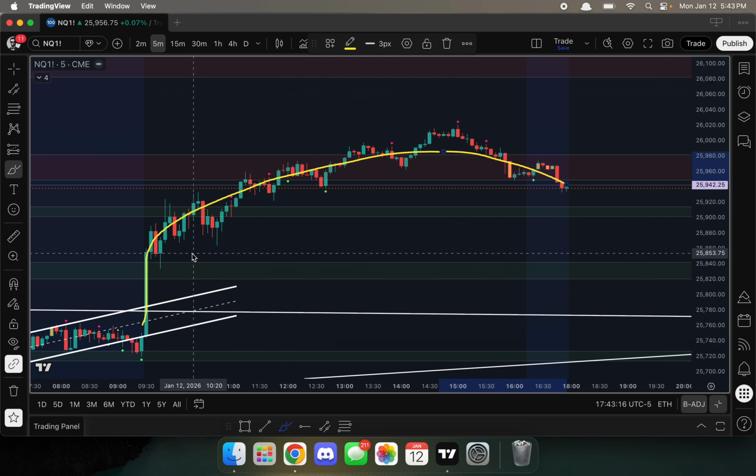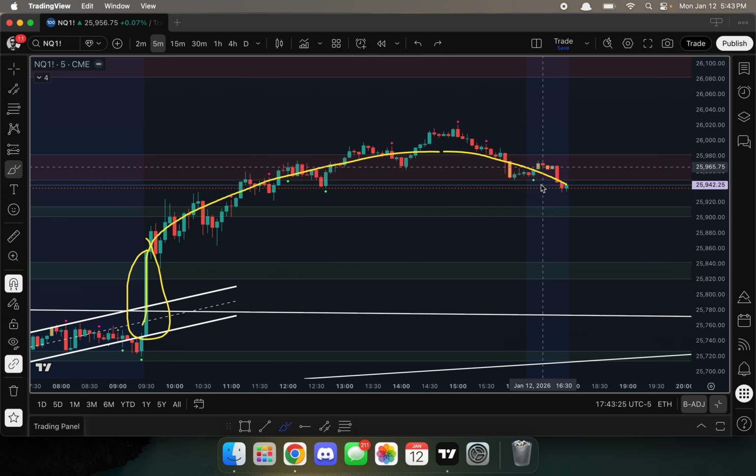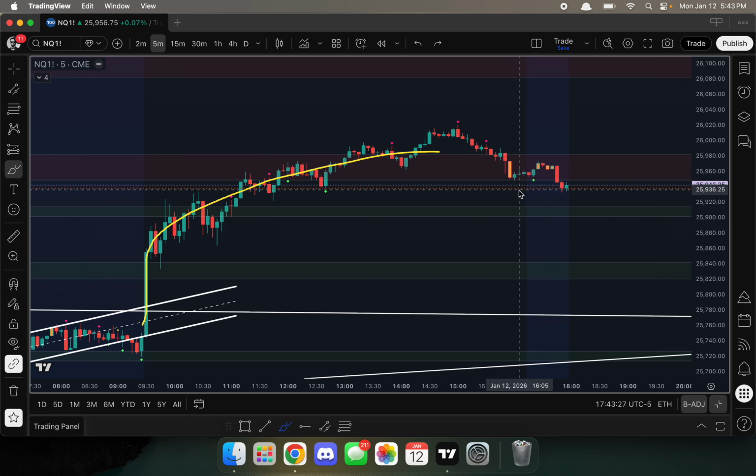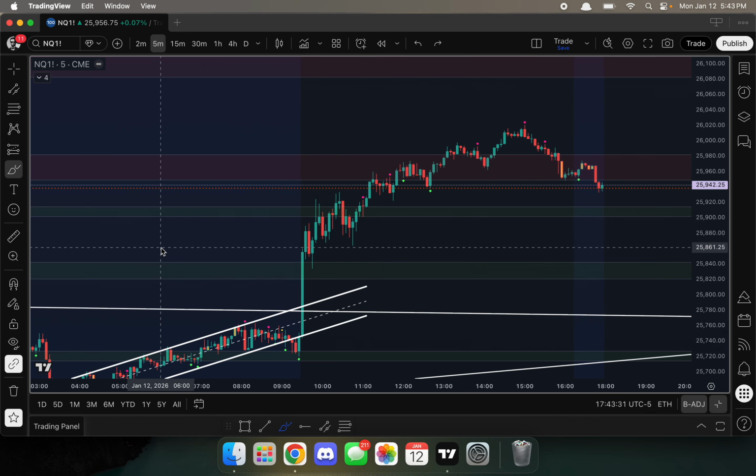So again, big move this morning, continued, but then it started to kind of fade a little bit. If we don't go higher, then we're going to have to go lower, right? And that's kind of what we saw here. So that's what we saw.